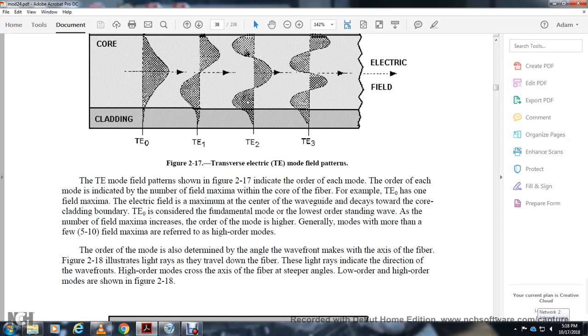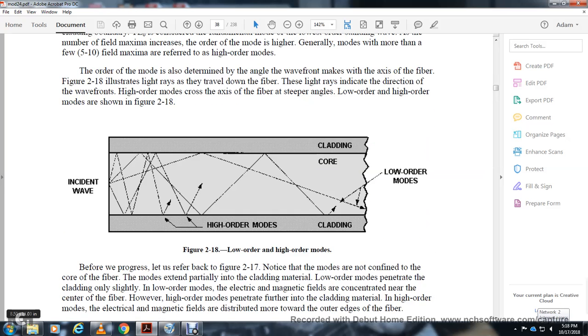Figure 2.11 illustrates the light rays traveling down the fiber. The light rays indicate the direction of the waves of the high order modes, which cross the axis of the fiber at a steeper angle, while lower order modes are shown in Figure 2.18. The incident waves of the higher order modes meet the core-cladding boundary at a steeper angle than the lower order modes.